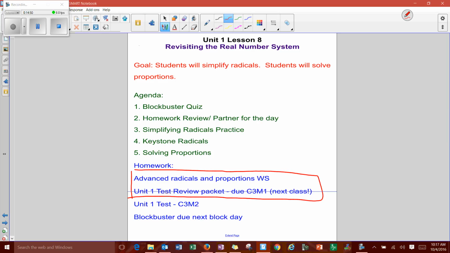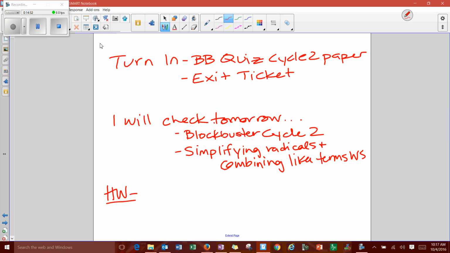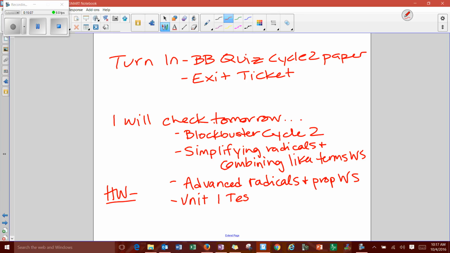So tomorrow, advanced radicals and proportion worksheet, and the Unit 1 test review packet. So these 4 things are getting checked tomorrow. And these 2 things you should have already turned in today.